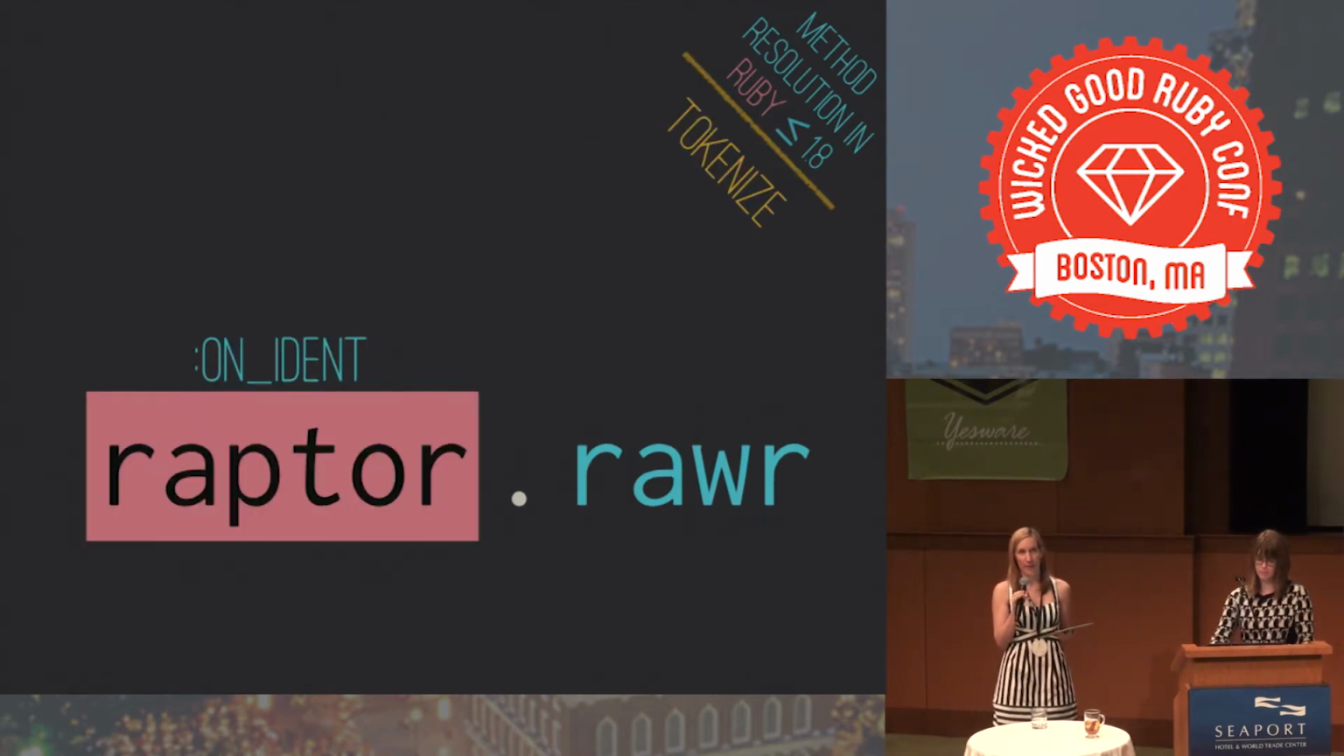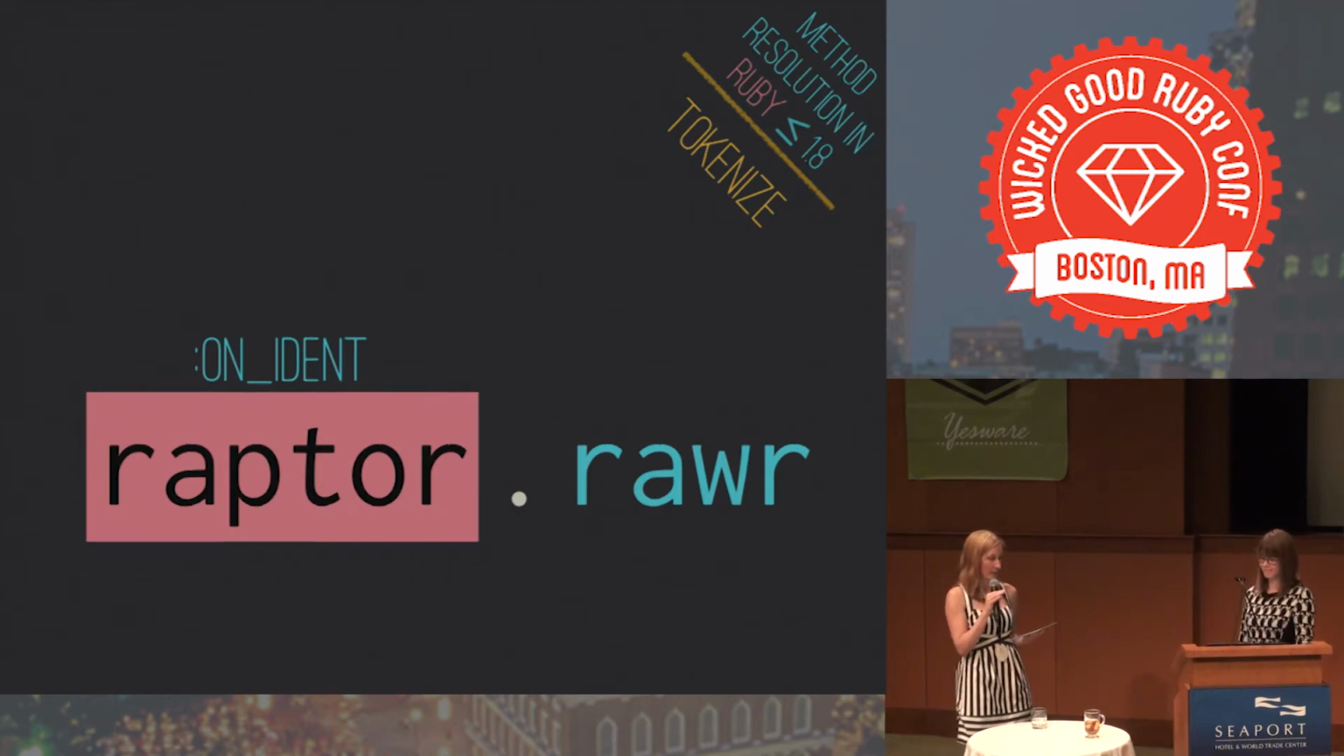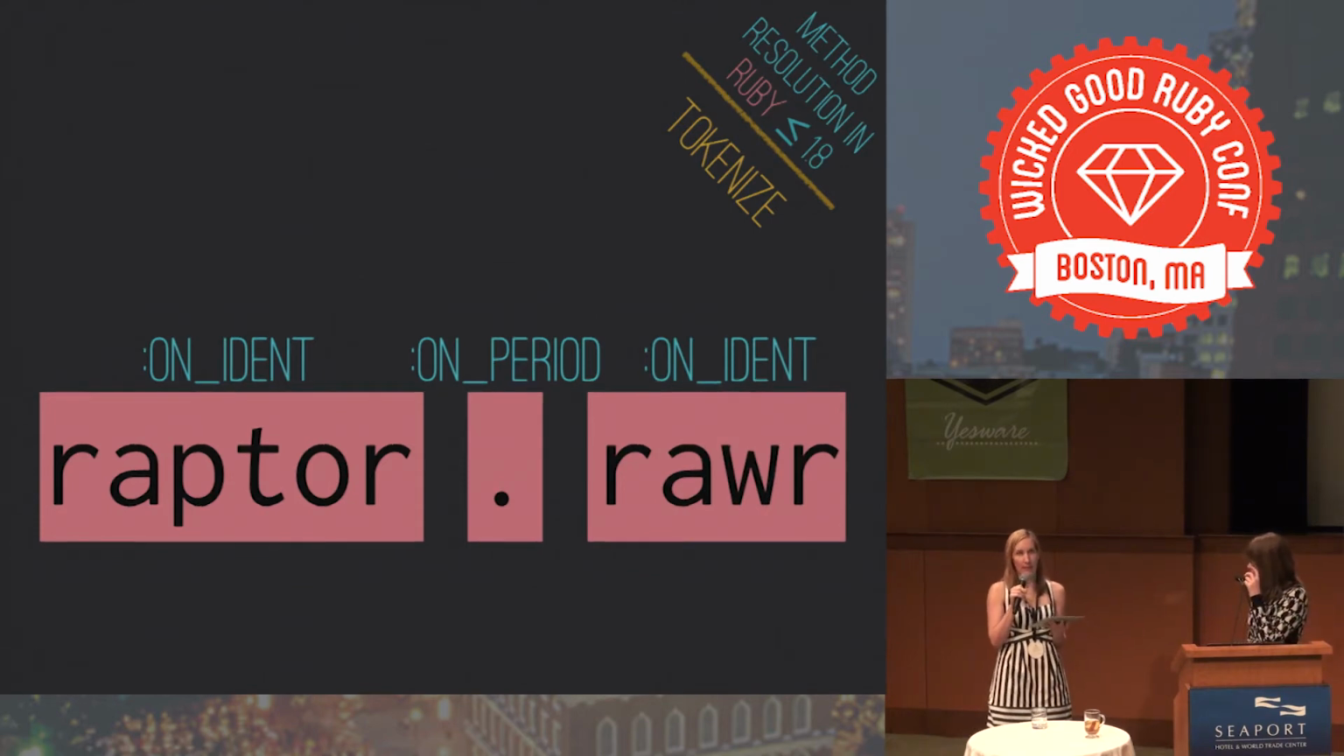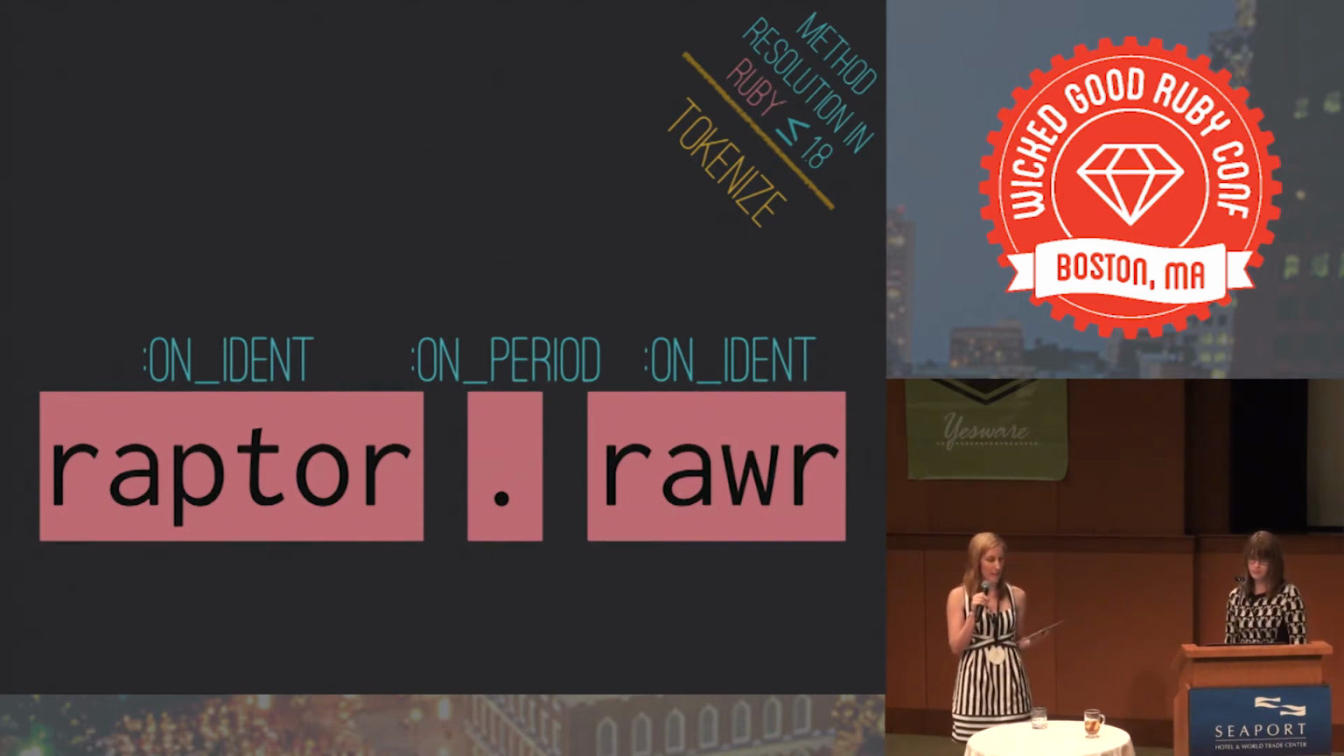Ripper does lexical analysis, scanning character by character to group the string into a recognizable entity. In this example, Raptor is the first string that can be classified. It is stored as an identifier in an array of tokens. The period is identified and stored next in the array. And finally, the last identifier, rar, completes the scan.